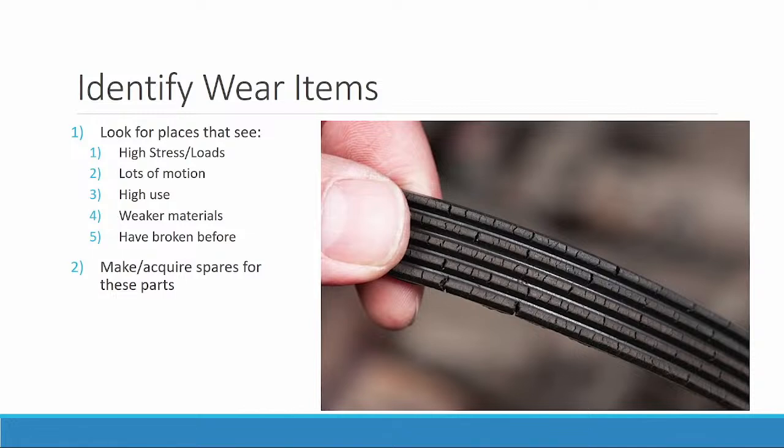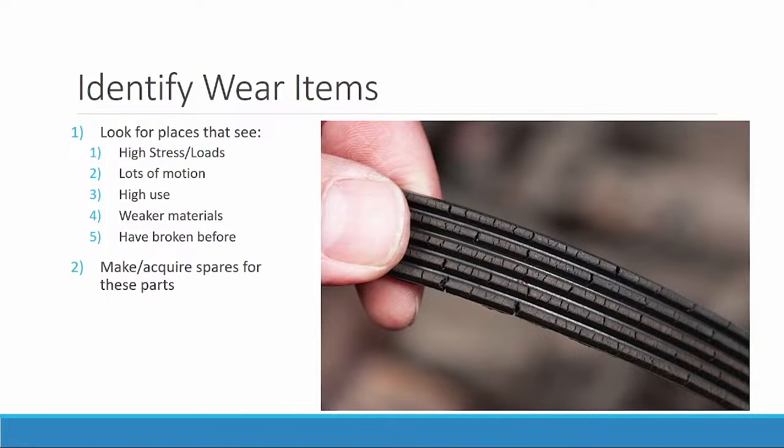Correct. Other places are places of high stress or high loads. Maybe you've put the belt under a lot of tension, and you have to have it under a lot of tension for it to work properly, but because it's under a lot of tension, it's under high stress. If you have a lot of motion, such as a wheel, maybe the bearings might wear out, so you can plan around the bearings needing to be replaced at some point.